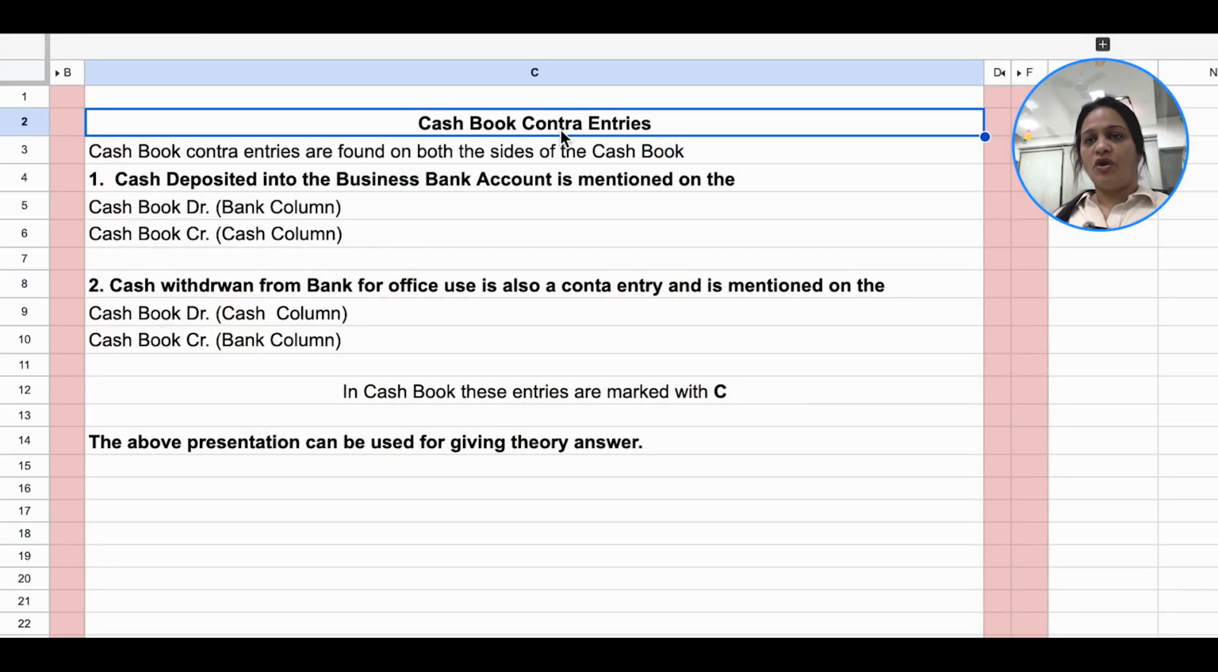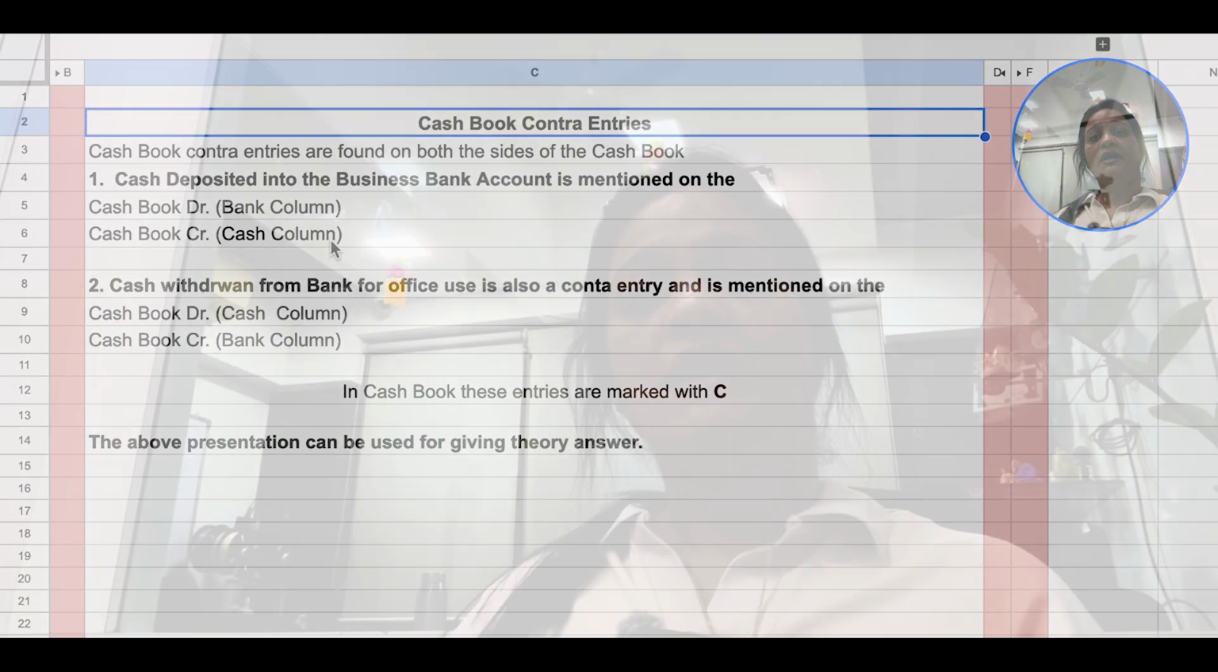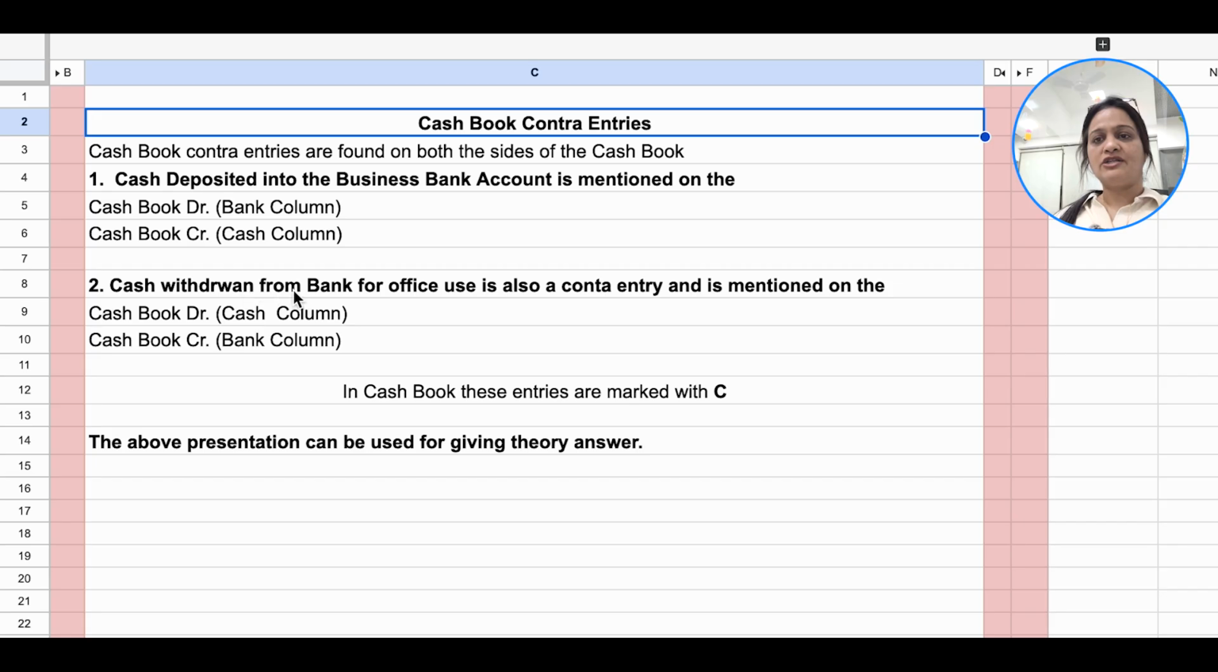First, we'll take cash book contra entries. Cash book contra entries are found on both the sides of the cash book. First one is cash deposited into the business bank account, mentioned on the cash book debit side bank column and cash book credit side cash column. Here the cash is going into the bank, so that's why it is on the debit side of the bank column, and cash is going out from the system, and that's why it is on the credit side of the cash column.